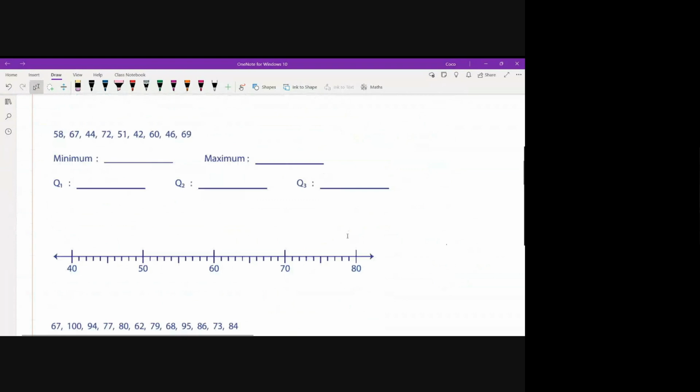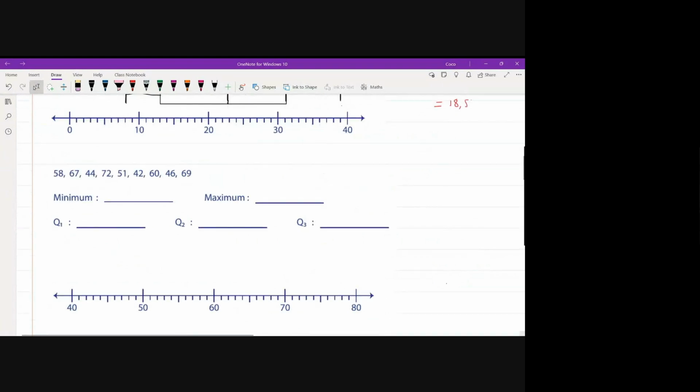I want you guys, okay, let me just see. Thumbs up, thumbs down. Do we think we can do this on our own? I don't think it's that difficult. I'm sure we can do this by ourselves. All right. So step number 1, guys, remember, take the data and arrange it in ascending order. And then do your Q2 first, because Q2 will split the data in half, and then find Q1 and Q3.